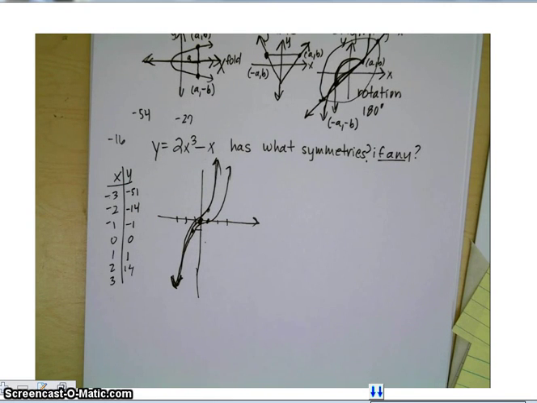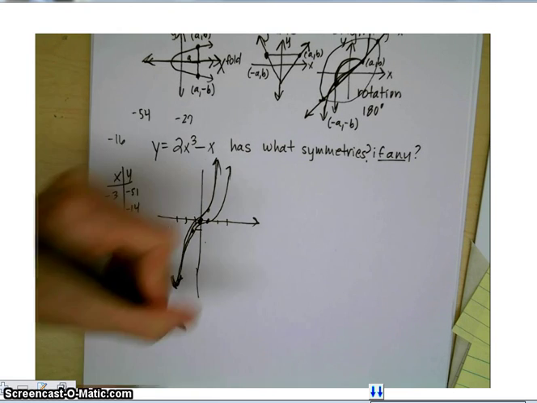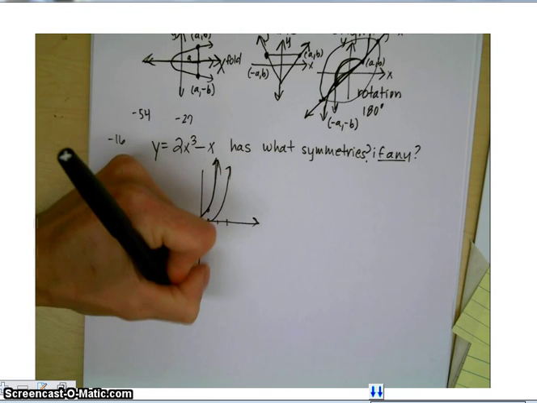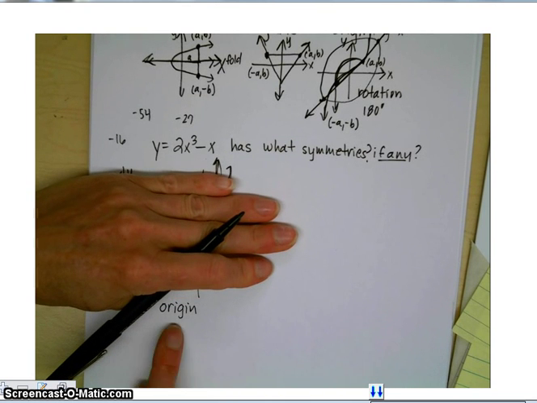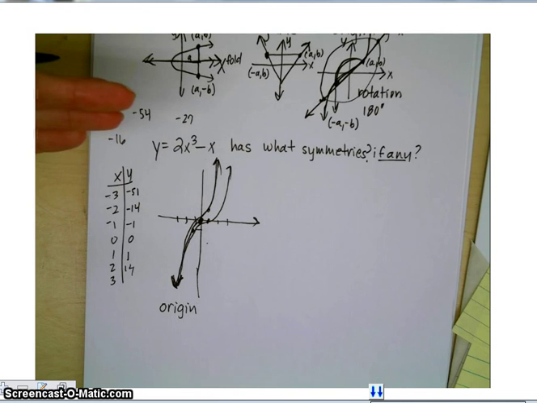So based on this graph, what symmetries does this have? Origin. You think it has origin symmetry? Okay. Is that a way to tell me the symmetries? Would I accept this for an answer? Would I accept just this, origin? Yeah. And then you say, but Mrs. Kern, I graphed it on my graphing calculator and looked at it.